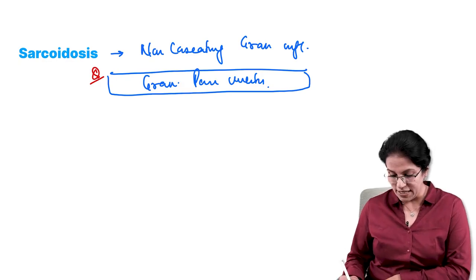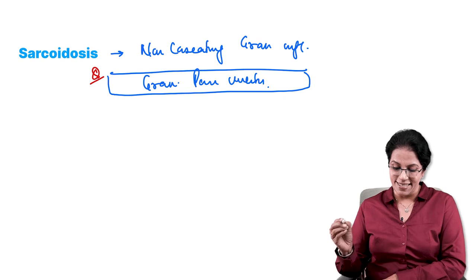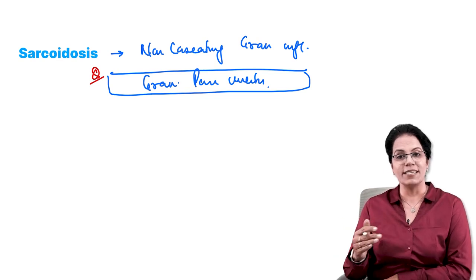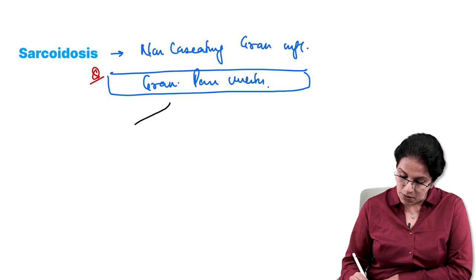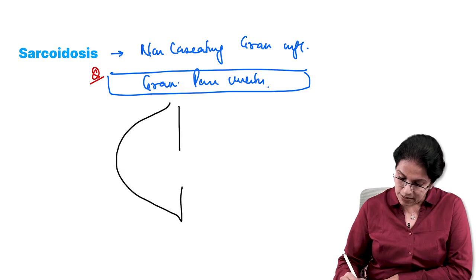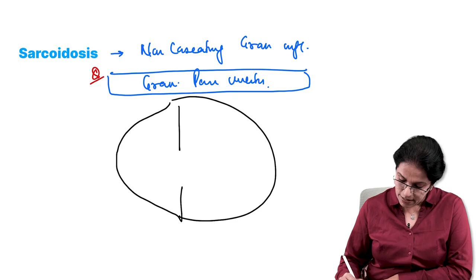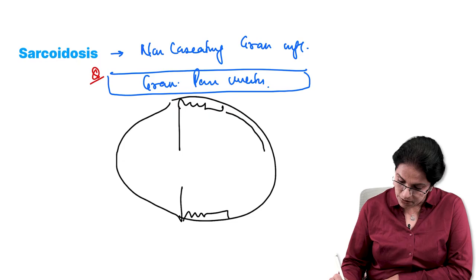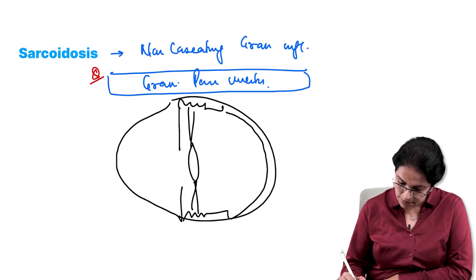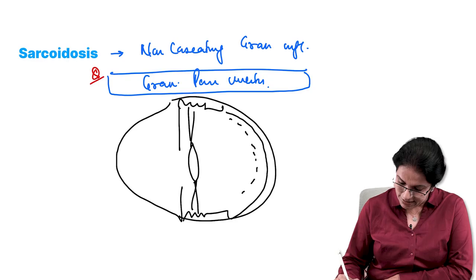Apart from that, what next? Next thing is, some other features are also associated with sarcoidosis, so we make a diagram to learn it. So, let's make this diagram here. This is the pars plicata, the pars plana, and this is your choroid. This is your lens and suspensory ligaments. This dotted line is the retina.